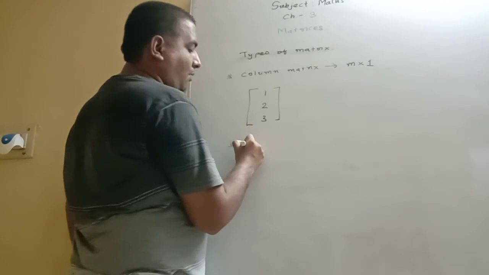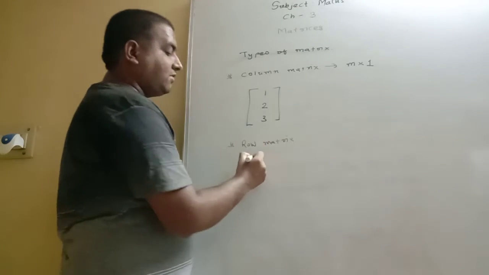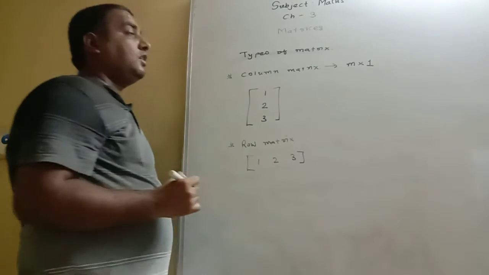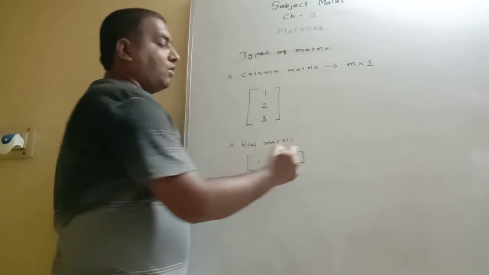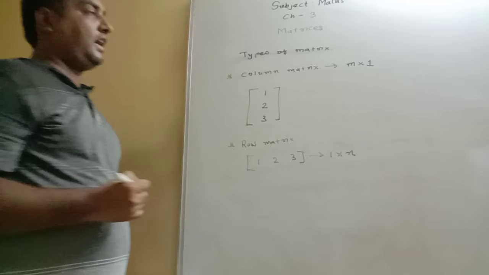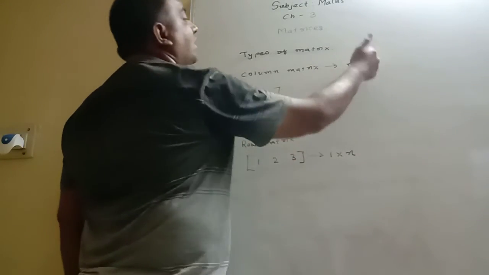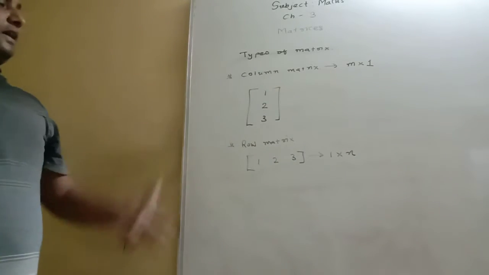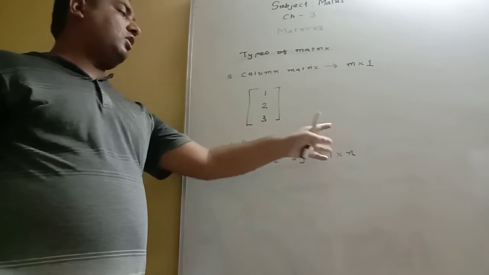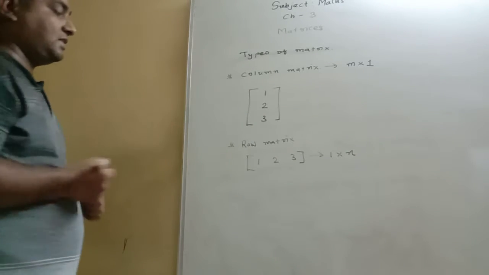Second is the row matrix. The matrix which is written only in one row is called a row matrix, meaning its order will be one row and n columns, so 1 cross n. So the matrix of the type m cross 1, meaning only one column, is called a column matrix, while the row matrix means the matrix which has 1 cross n order, only one row.